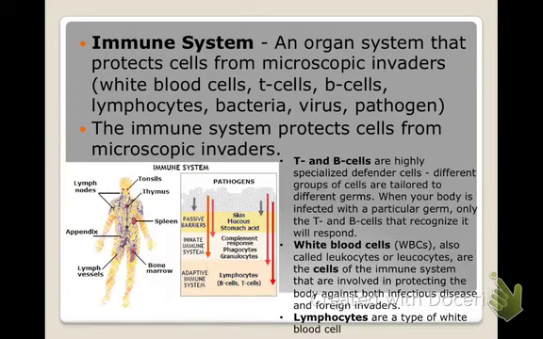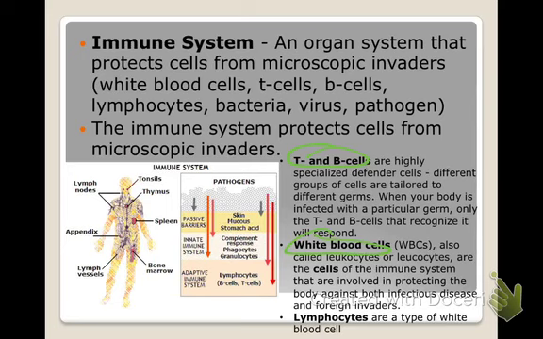That's it. Immune system we talked about a little bit earlier. It's an organ system that protects cells from microscopic invaders. I talked about white blood cells. There are also things called T cells, B cells, lymphocytes, and they attack things that don't belong in our bodies, like bacteria and viruses and different forms of pathogens that might make us sick. T and B cells are specialized cells that attack certain things that are affecting our body. They might be specialized to attack some certain type of virus or some certain type of bacteria.